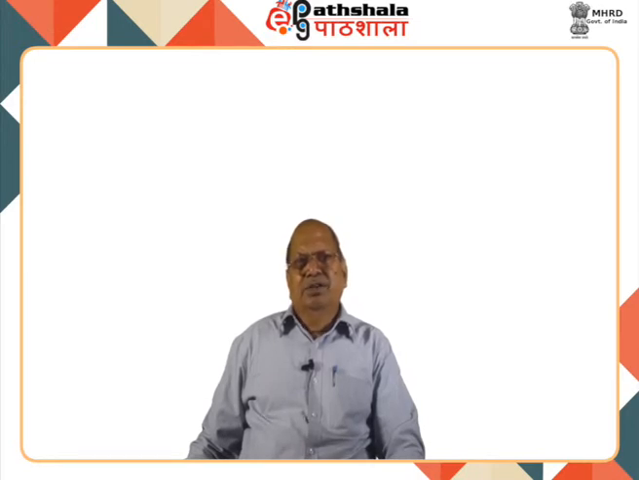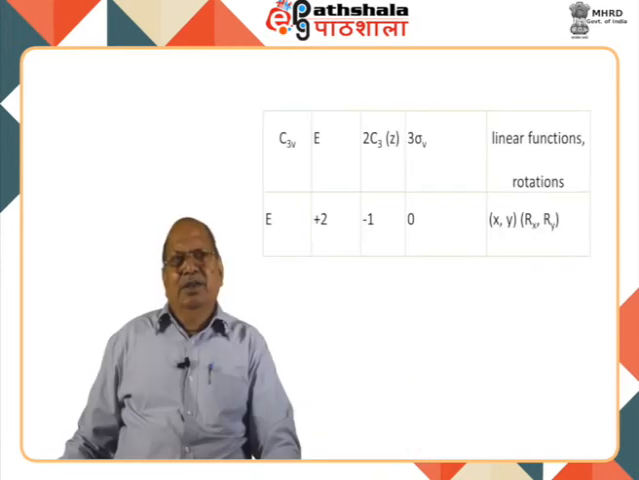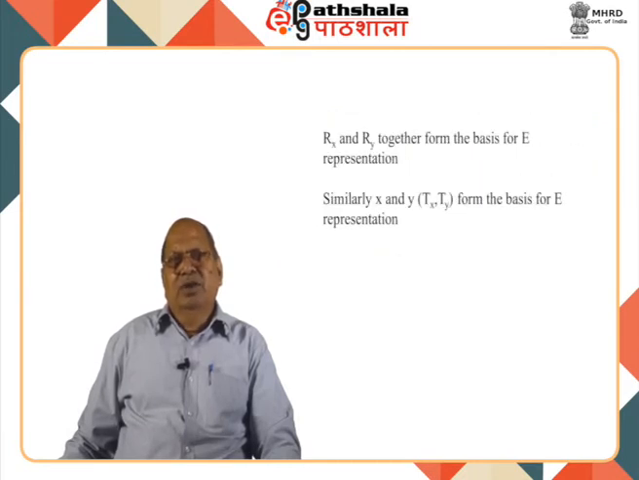Let us take the Rx and Ry rotational vectors and see for which irreducible representation these are the bases. Let us see the partial character table. You find the irreducible representation E, which has the characters +2, -1 and 0. In the last column we have x and y grouped together, and Rx and Ry grouped together. Rx and Ry form the basis for E. Similarly, x and y, or Tx and Ty, form the basis for the E representation.